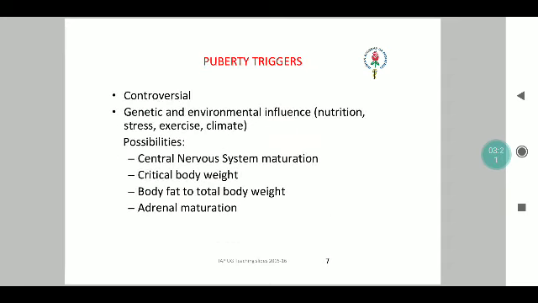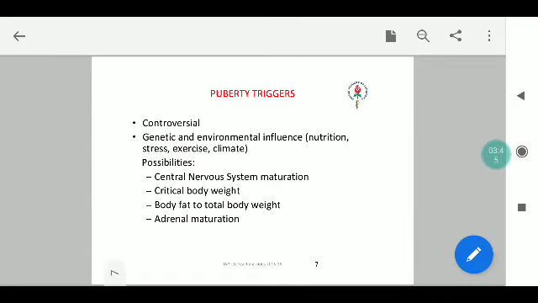tissue. Now, the exact triggers of puberty are controversial, but it is believed to be of a genetic as well as an environmental influence, wherein stress, exercise, climate, and nutrition all play different roles. The theories which are believed are a critical body weight, a body fat to total body weight ratio, adrenal maturation, and CNS maturation as well as triggers for puberty.